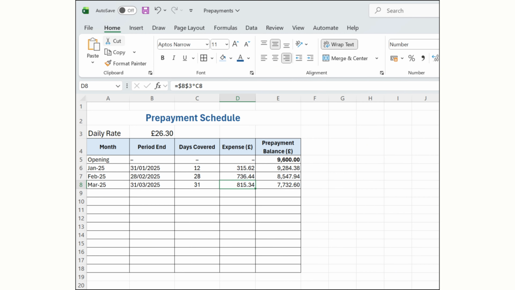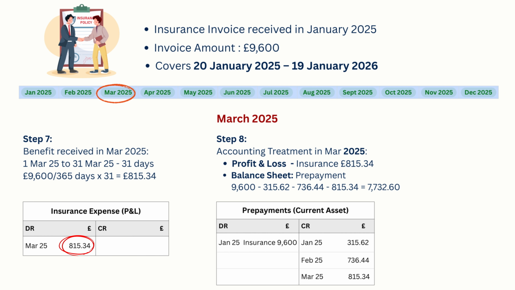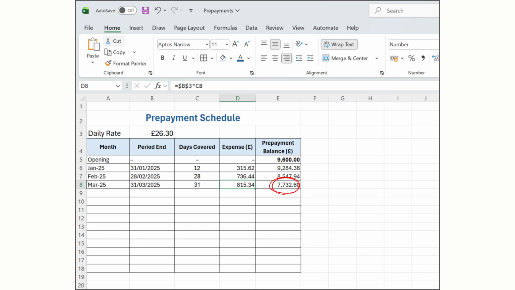The daily rate stays the same, only the number of days covered changes. That's why March looks different from February and January. In March, we record £815.34 as insurance expense in the profit and loss. This represents only the insurance used in March. That leaves us with £7,732.60 as a prepayment at the end of March. This prepayment balance represents future insurance cover.